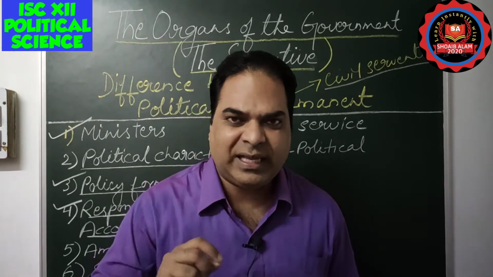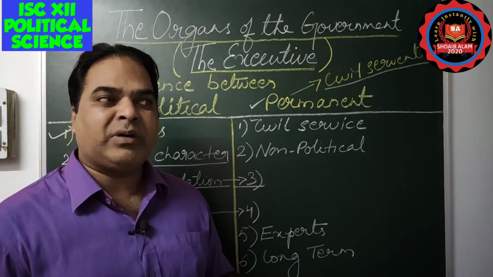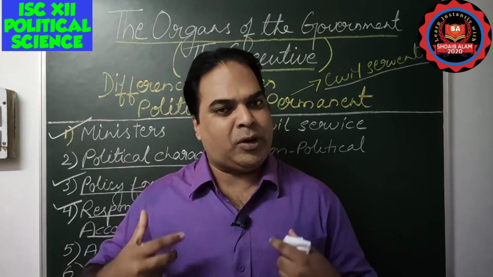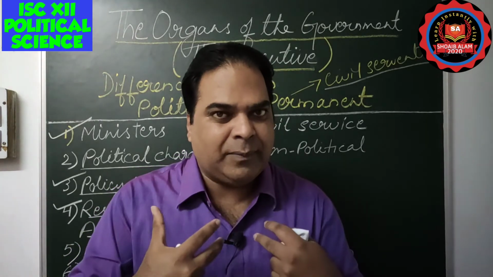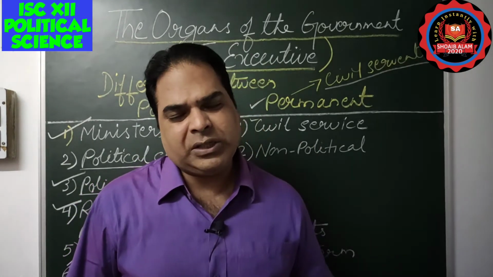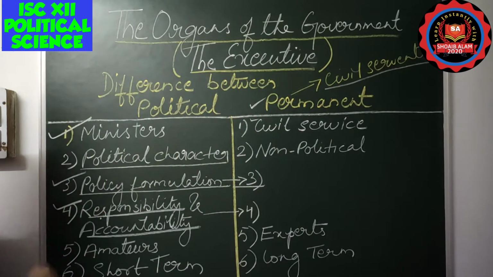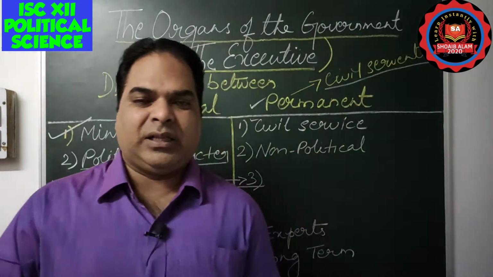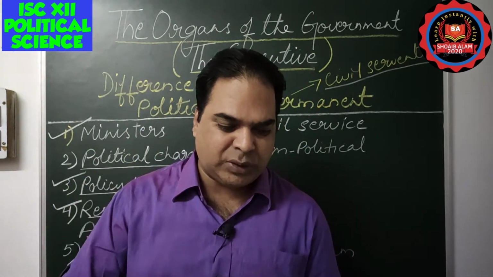They have written the exam, they have passed the exam. So whatever they are doing, they are not responsible or accountable to the people. They are responsible and accountable to the political executive. Suppose I am the political executive and you are the permanent executive. I gave you one work, so you are responsible to me, not to the people of the country. So who is responsible to the people, to the country? That is the political executives. And the permanent executives are not at all responsible to the people. They are responsible to the government.